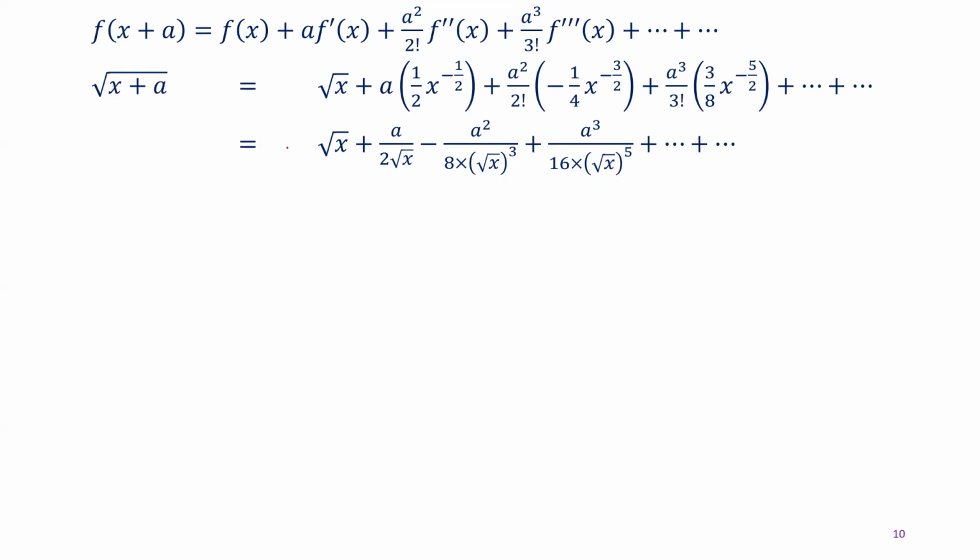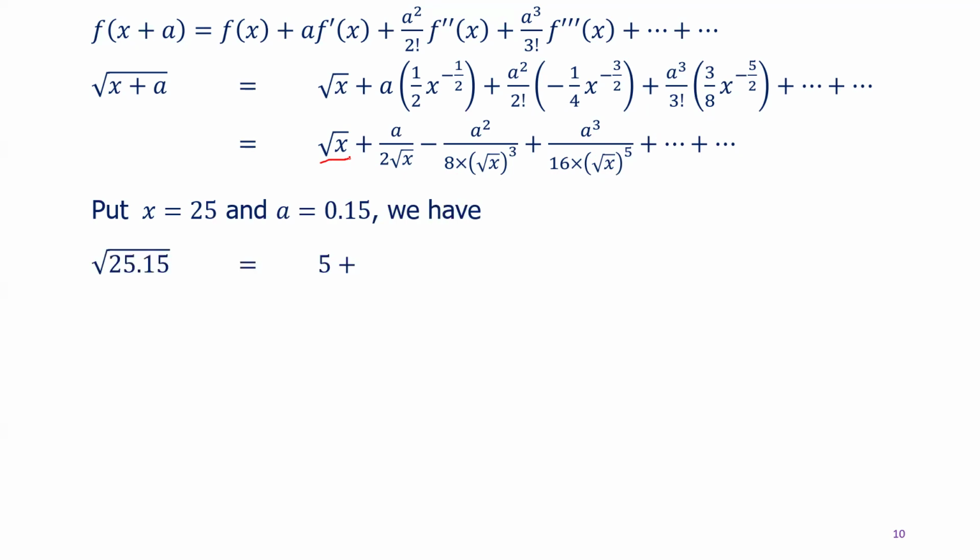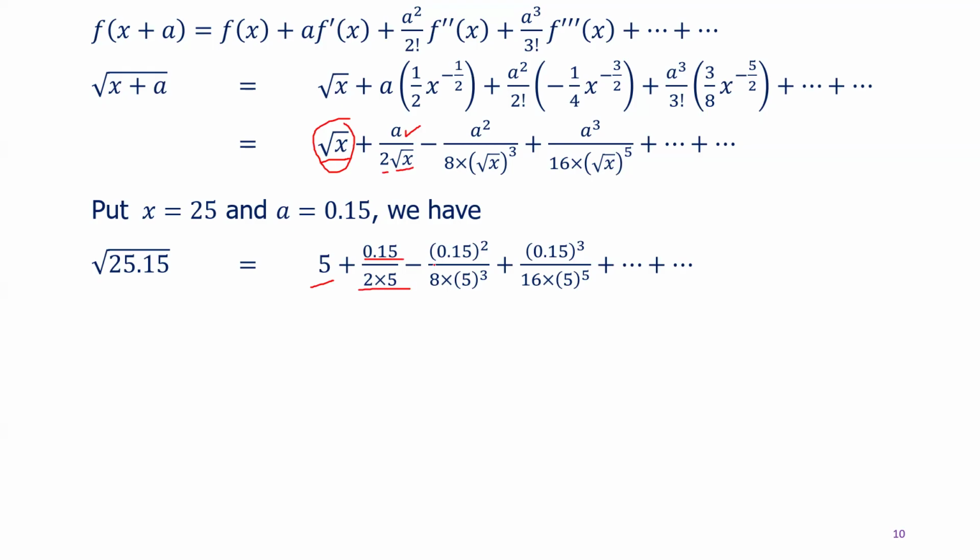Now we know the value of root x. The value of x is 25. So let us put x equal to 25 and a equal to 0.15. We have root 25.15, which is equal to 5, since root 25 is 5, plus a is equal to 0.15, upon 2 root x which is 2 into 5, minus 0.15 whole square upon 8 root x whole cube which is 5 cubed, plus 0.15 whole cube upon 16 multiplied by 5 to the power 5.